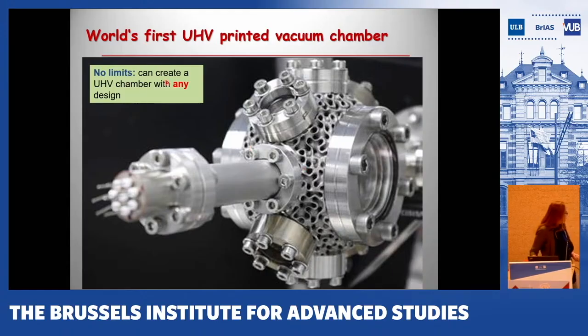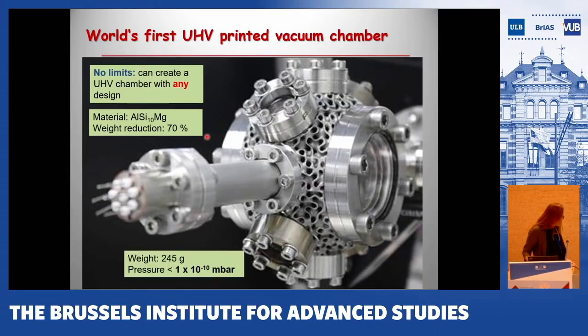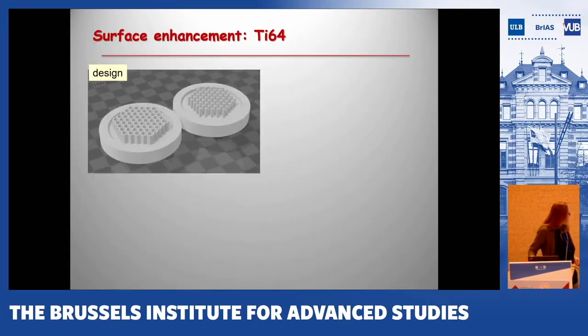So we can create a UHV chamber without any design restraints, and the material that we have used here is ILC10Mg, which allows a weight reduction of 70%. I don't have one of these chambers here, but I could hold it in my hand and throw it like that, which I can't do with a stainless steel chamber. It has a weight of 245 grams, and we can reach below 10⁻¹⁰ millibar in this.